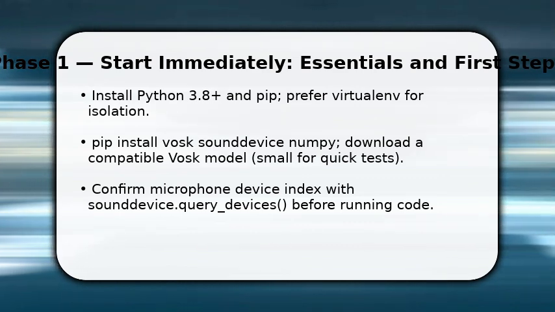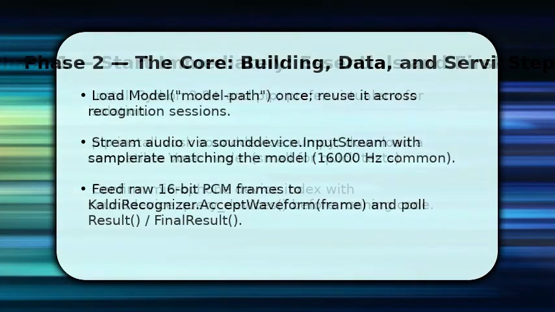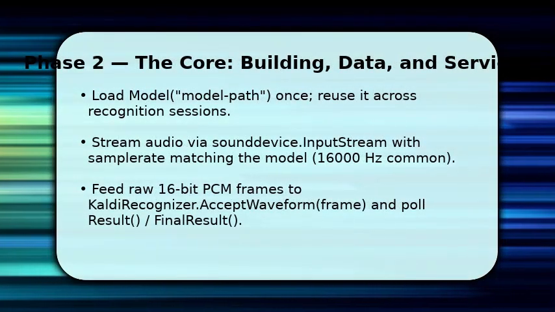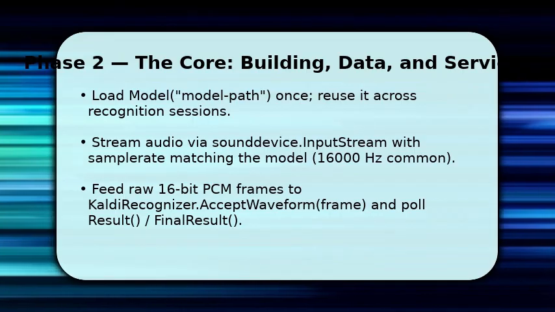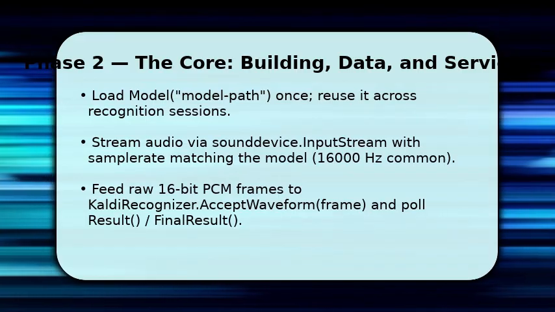Now integrate Vosk into your Python code. Import Vosk and load the model path one time to avoid heavy reinitialization. Next, open a sounddevice input stream configured to the model's sample rate, typically 16,000 Hz. Mismatched rates cause garbled transcripts. Inside the stream callback, convert to 16-bit PCM and call KaldiRecognizer.AcceptWaveform frame. Use recognizer.Result for interim text and recognizer.FinalResult when speech ends.